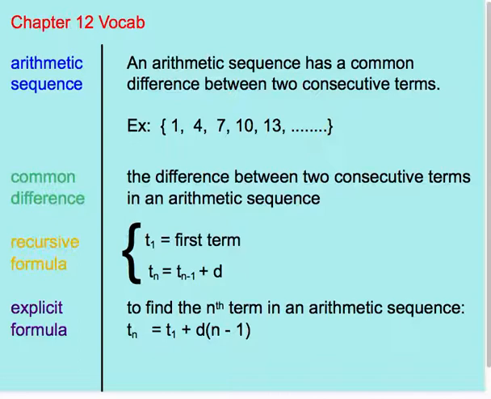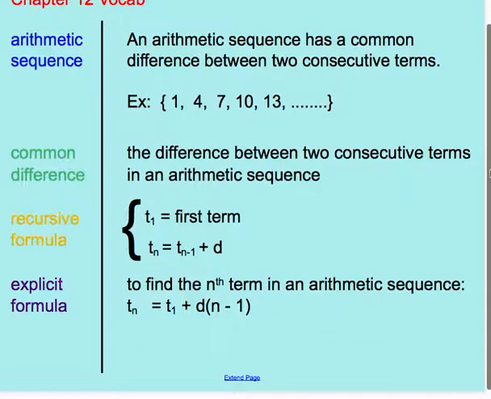So if we look at our first example, 1 plus 3 is 4, plus 3 is 7, plus 3 is 10, and so on. So the common difference would be 3, and this would qualify as an arithmetic sequence. There are two types of formulas for the arithmetic sequence. The first is a recursive formula, and that's when you need to know the previous term in order to know the next term. So let's take a look at how to read this formula.